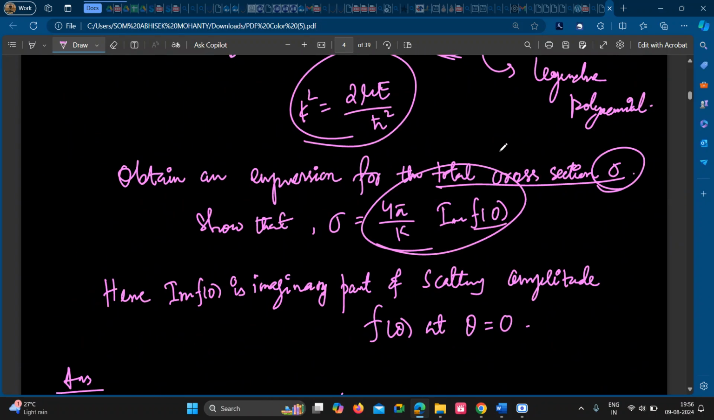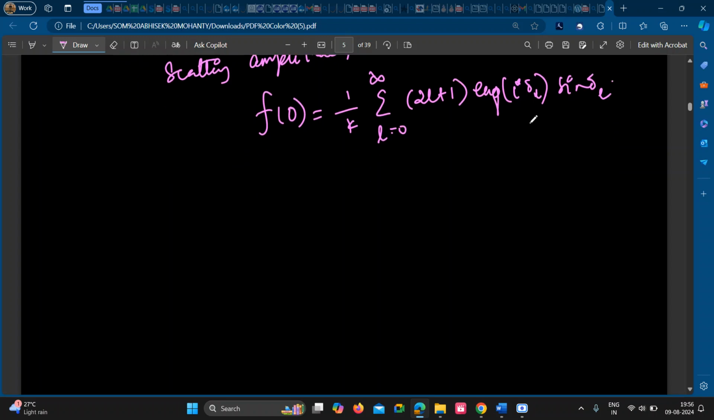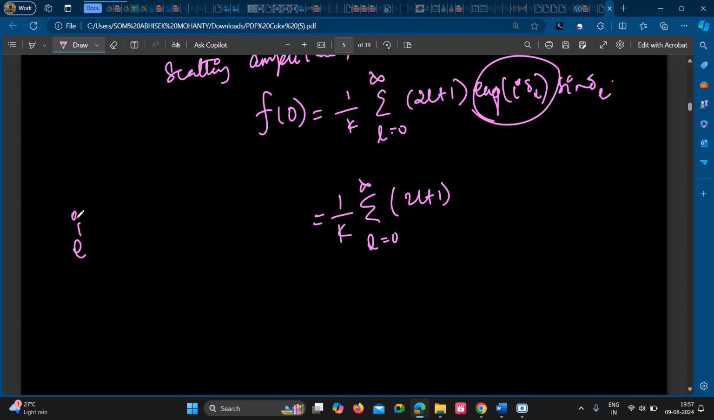We are asked to express it in terms of the imaginary part of f of 0. Okay, how will I get the imaginary part? If I expand this term, exponential i delta L, sum over L from 0 to infinity of (2L plus 1). Exponential e to the power i theta is what? Cos theta plus i sin theta, right? So I will expand it here. I will get cos delta L plus i sin delta L, correct?